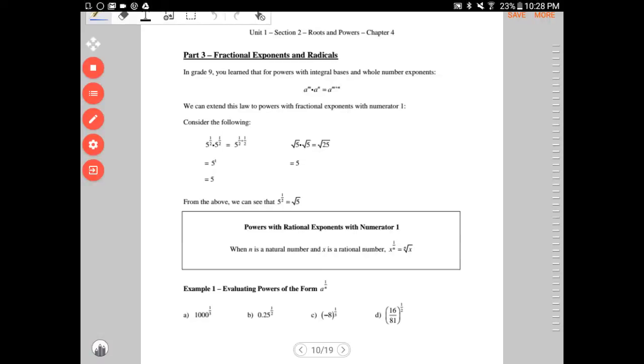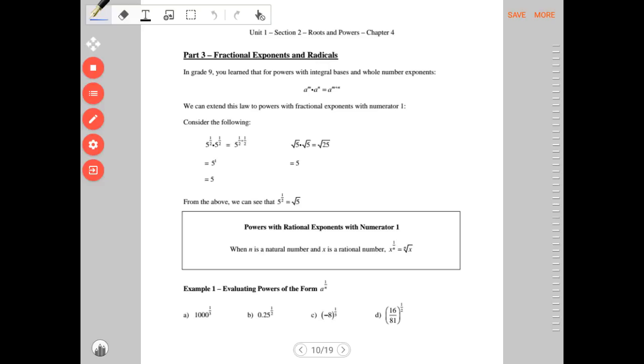Part 3, Fractional Exponents and Radicals. In grade 9, you learned that for powers with integral bases and whole number exponents, a to the m times a to the n, you can simplify to one base and add the exponents. So x squared times x cubed was just x to the fifth. We've actually used that last chapter in chapter 3. So that's nothing new to you.